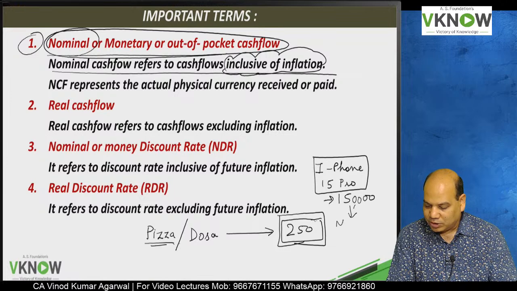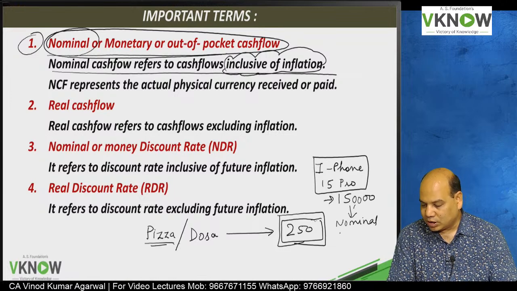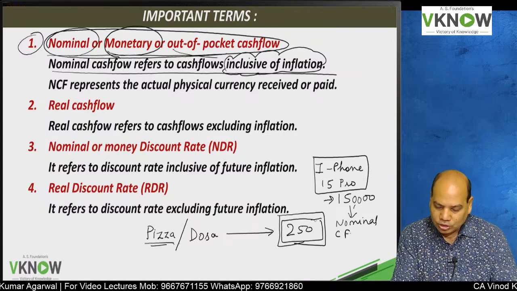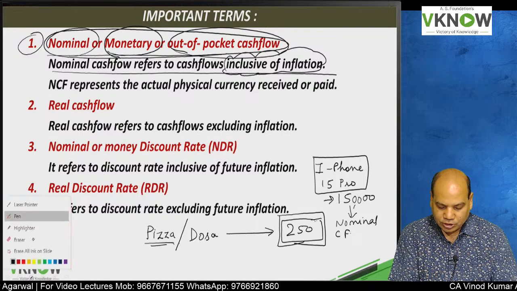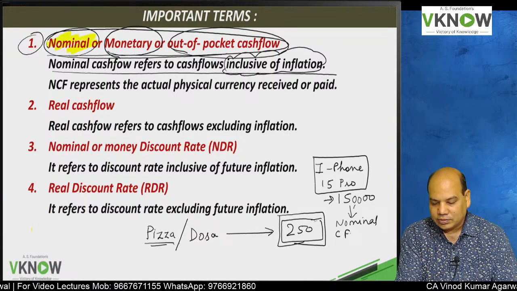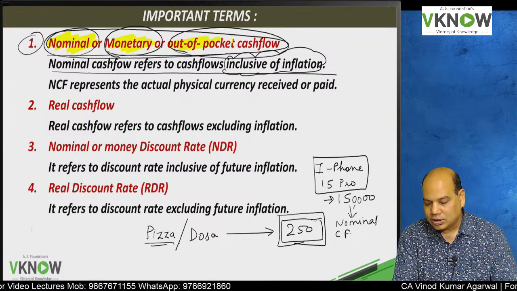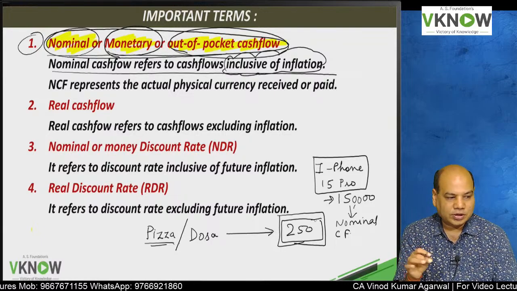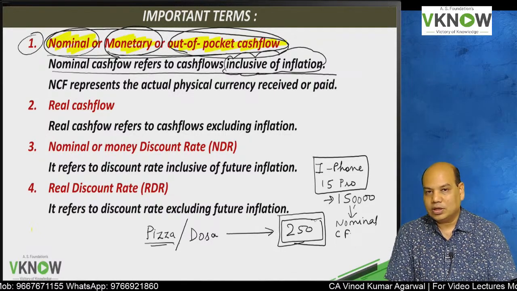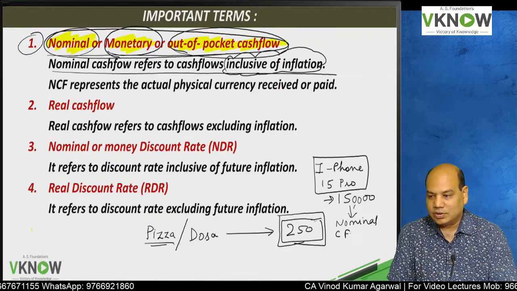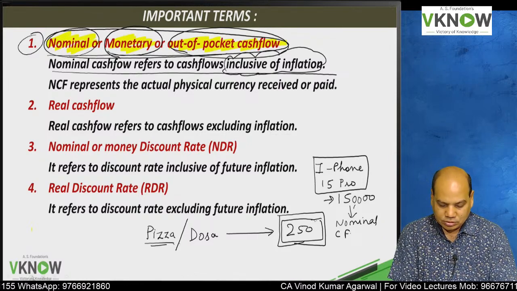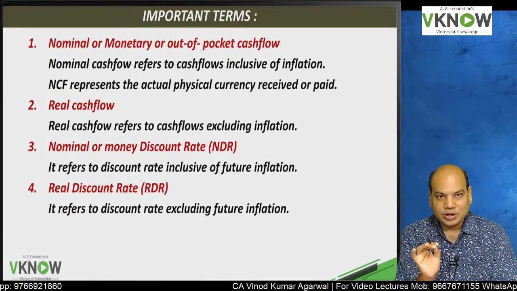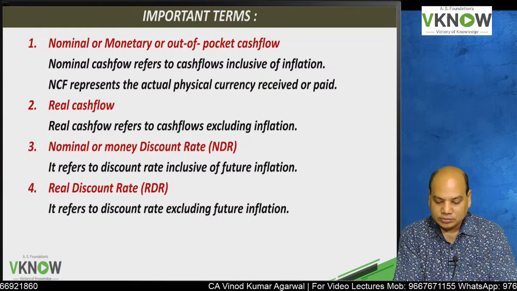This amount that you will be paying today is the nominal cash flow, also called monetary cash flow, also called out of pocket cash flow. So in the exam, if any of these three terms is given, please understand they have given you nominal cash flow. It is including inflation. It takes into account the inflation of the current year up to the date. That is monetary cash flow. It is based on current purchasing power. In economics, they use a term called current purchasing power.